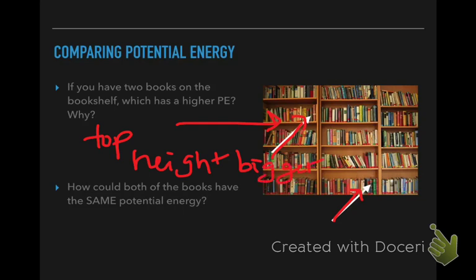So since that book is further off the ground on a higher shelf, even though it may be the same size as the other one, it's going to have a higher potential energy. But how could the books have the same potential energy? Now again, I picked two of the most similar books I could, so we're going to assume that they have the same mass. So in order to have the same potential energy, you would have to put them on the same shelf. They would need to be the same height off of the ground.